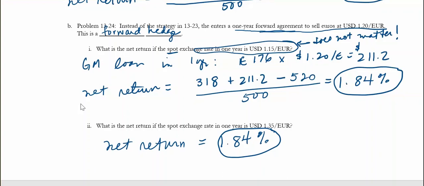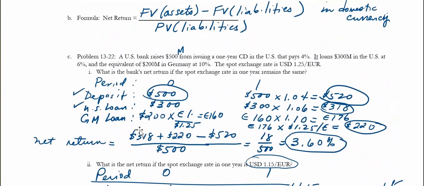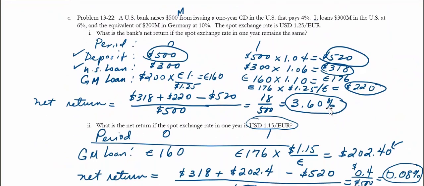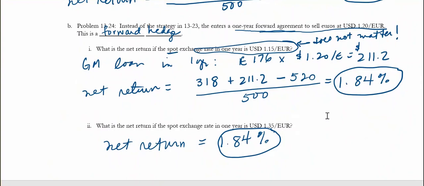And so in exchange for locking in this net return, we give up the possibility of having a higher return if the euro appreciates. Also, if the euro stays the same, note that we also sacrifice what the return would have been, 3.6%. But there's no guarantee it will stay the same, no guarantee it will go down, no guarantee it will go up. So if you don't want the risk of a much lower or negative net return, you could use the forward hedge, and it will be 1.84%.